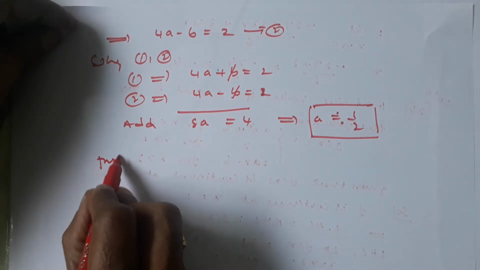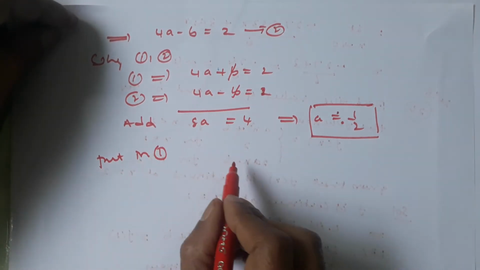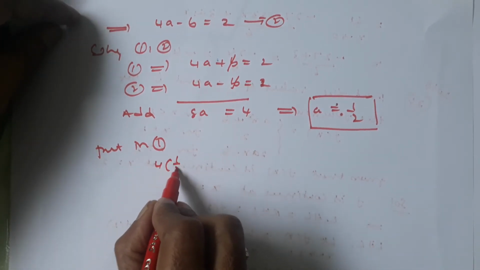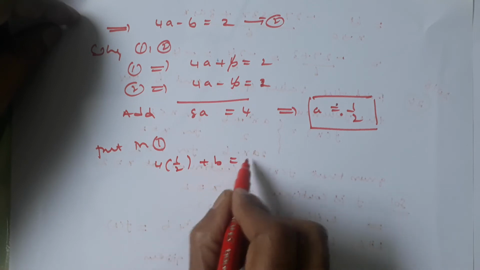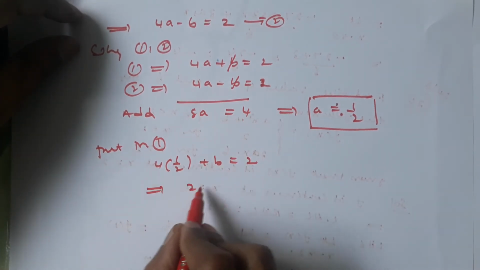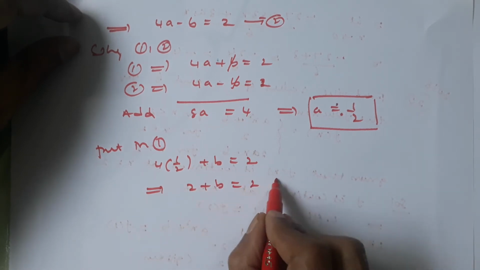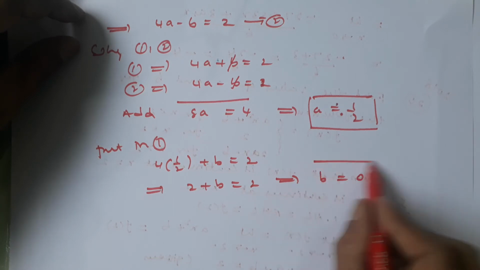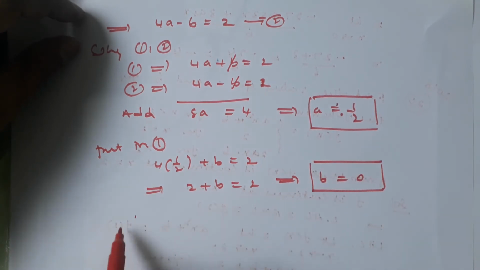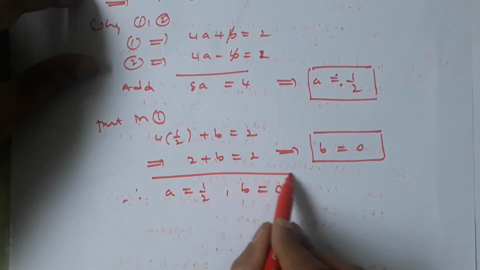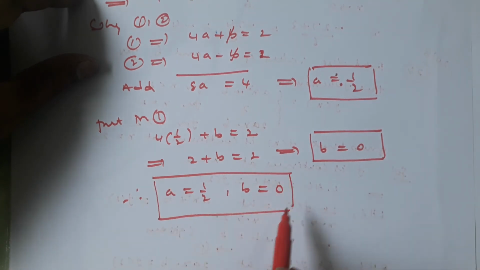Put the a value in equation 1. 4 into 1 by 2 plus b is equal to 2, implies 2 plus b is equal to 2, implies b is equal to 0. Therefore, a is equal to 1 by 2, b is equal to 0 are the values for this problem.